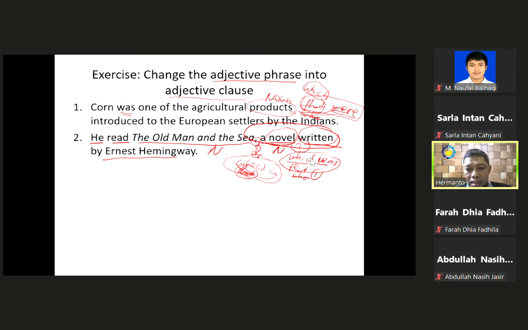The only relative pronoun you use is which for non-person. Yeah, what about whom? No problem. Okay. So which is a novel written by Ernest Hemingway, no problem. He read The Old Man and the Sea, a novel which was written by Ernest Hemingway, no problem. So it is optional to use. Okay, I hope it's clear enough to you.